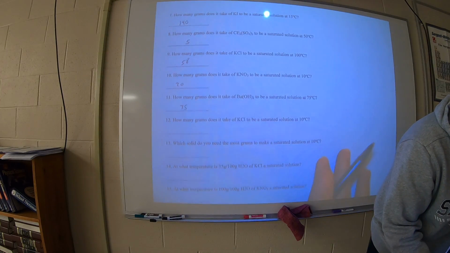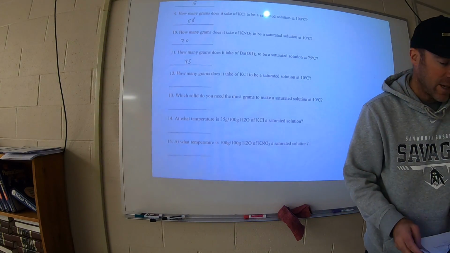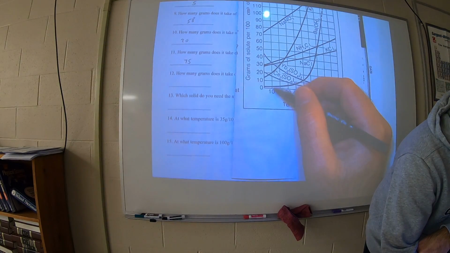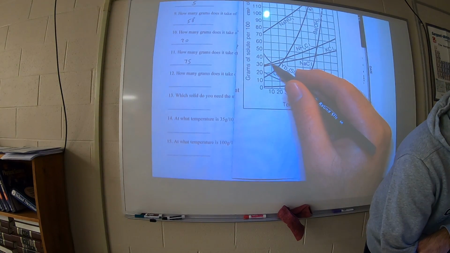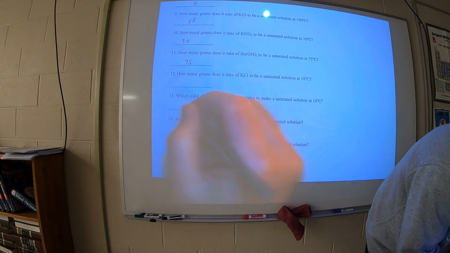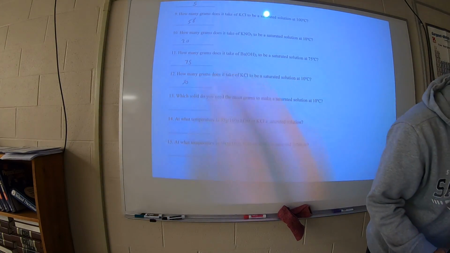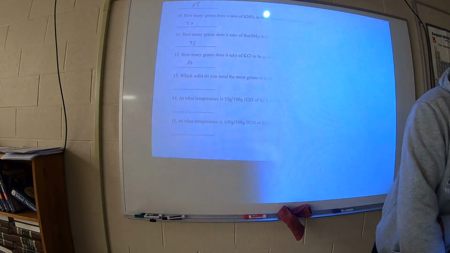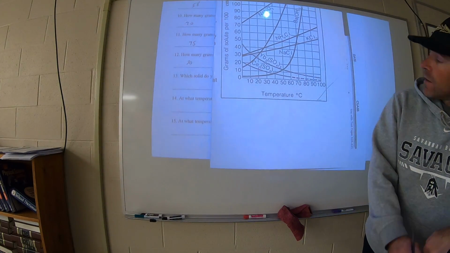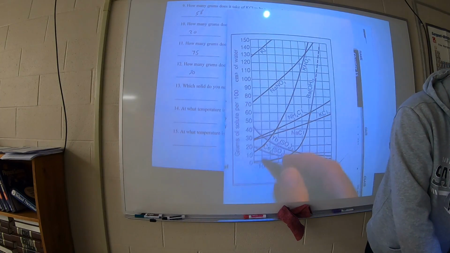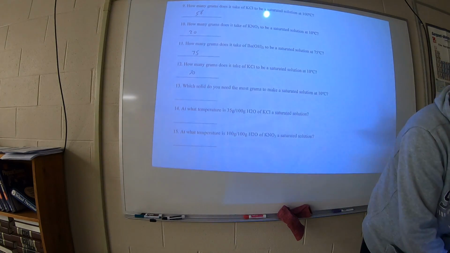Number 12, how many grams does it take of KCl to be saturated at 10? So find 10, intersect it with KCl, which is right here. It's about 30. Number 13, which solid do you need the most grams to make a saturated solution at 10? So find 10 and see what has the highest solubility, and it's KI.